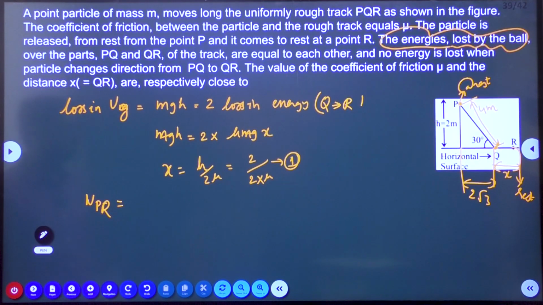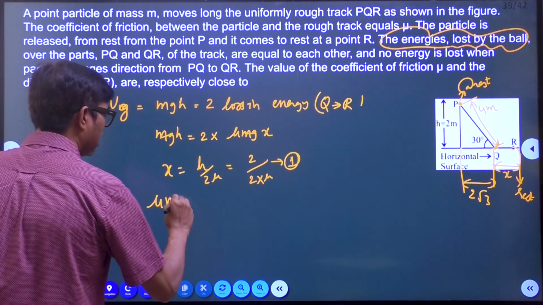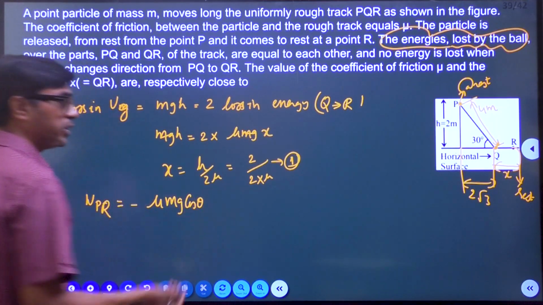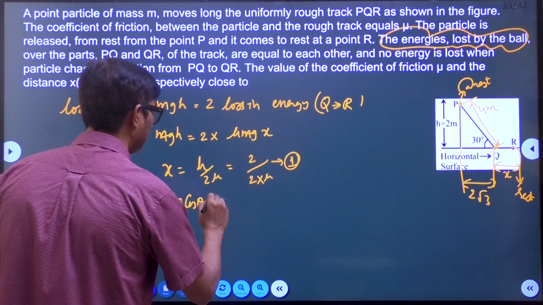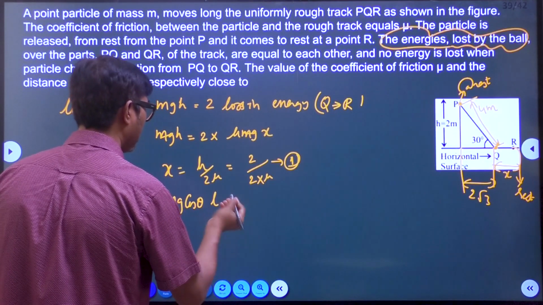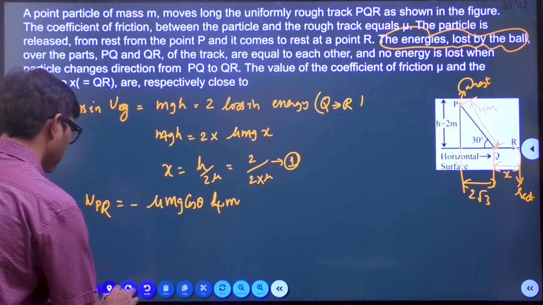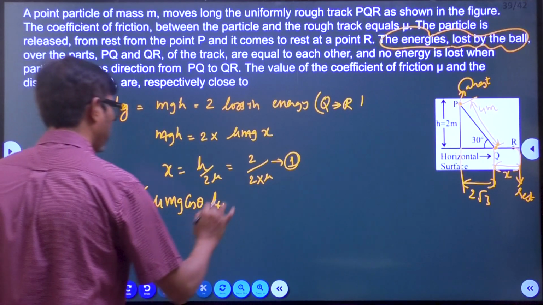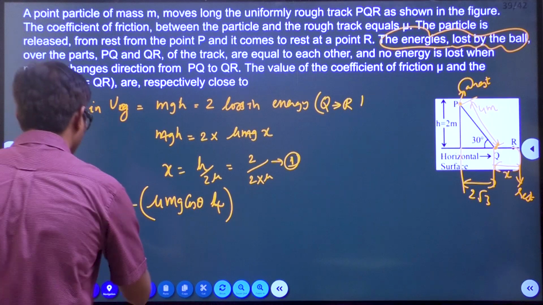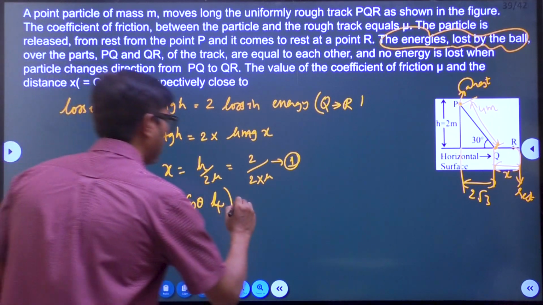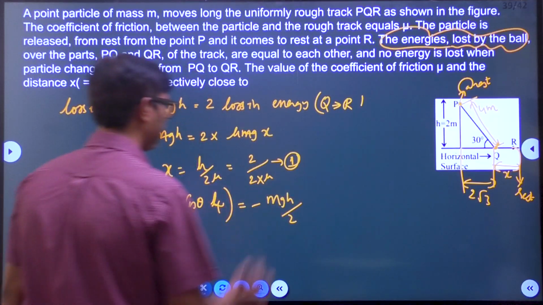And that is going to be minus mu mg cos theta. That is the frictional force into that length, whatever the length is. Let's call it L, or otherwise 4 meter. You have 4 meter. This is going to be the work done by friction as it goes from P to Q, and that should be equal to mgh by 2 again, minus of mgh by 2.